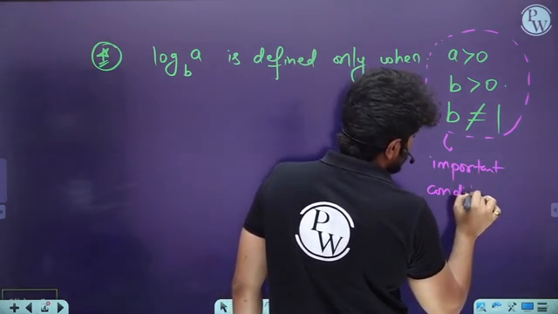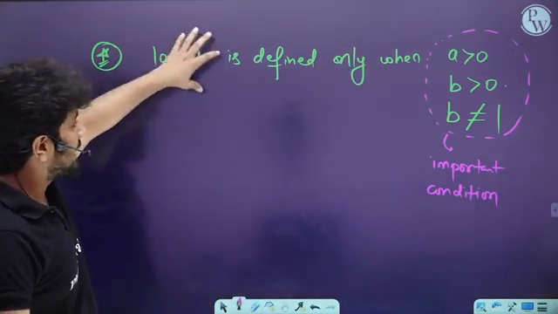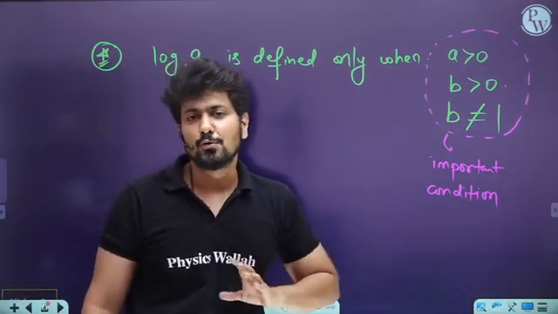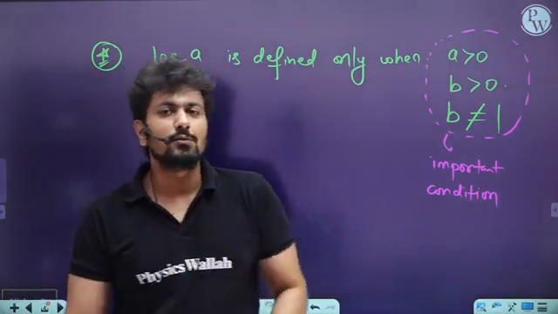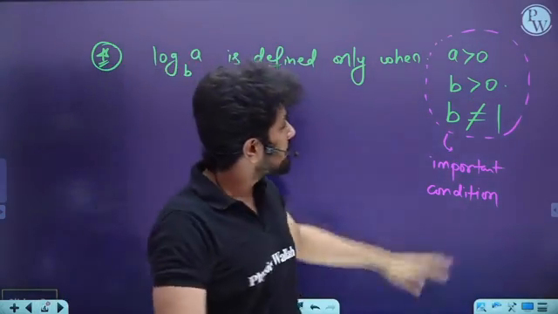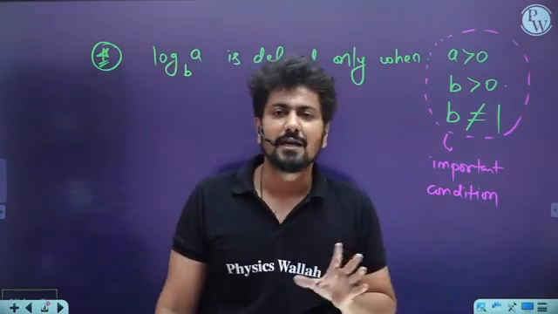Every log comes with a condition. These are the conditions: this number A should be positive, this B should be positive, and this B should not be equal to 1. The base should not be equal to 1. There are reasons behind it, why A should be greater than 0 and why B should be greater than 0. Of course, there are reasons behind it.